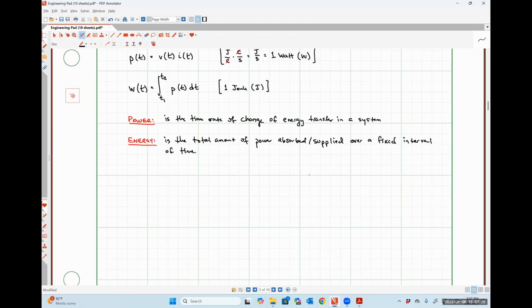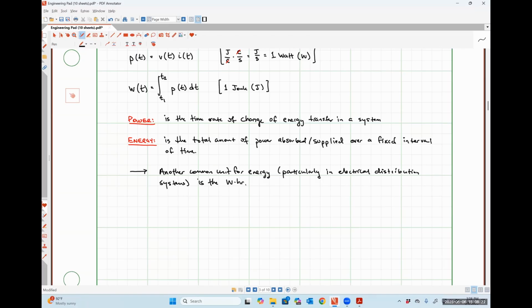Just for what it's worth, there is another unit of energy that you may see in your day-to-day lives. So I'll just write that out here. Another common unit for energy, particularly in electrical distribution systems, is the watt hour, or more commonly the kilowatt hour.